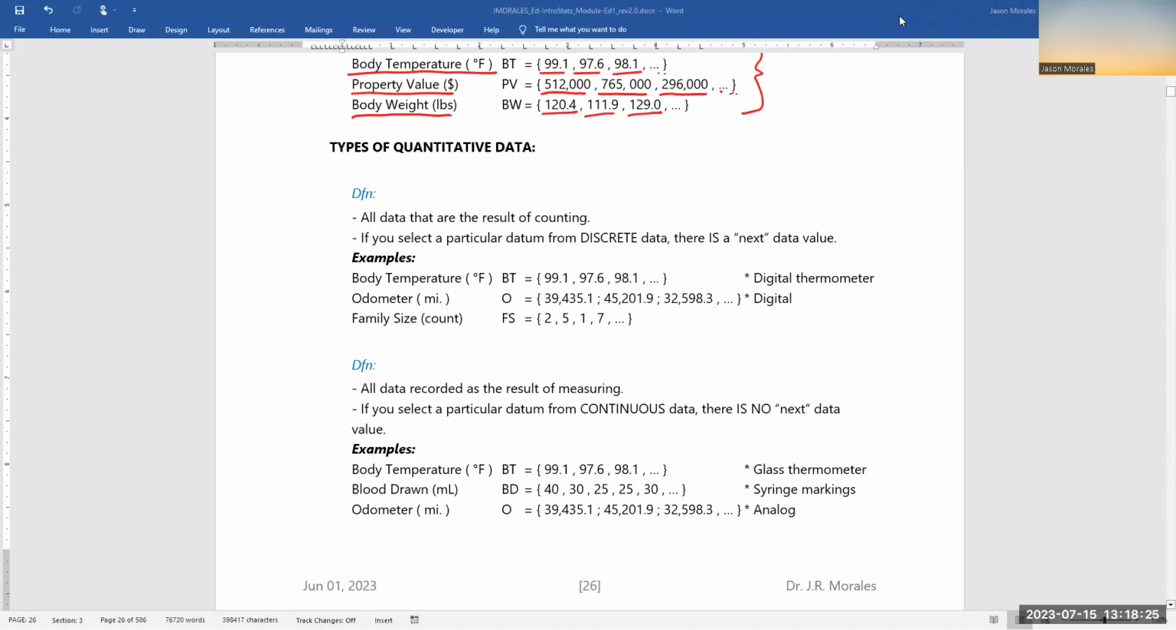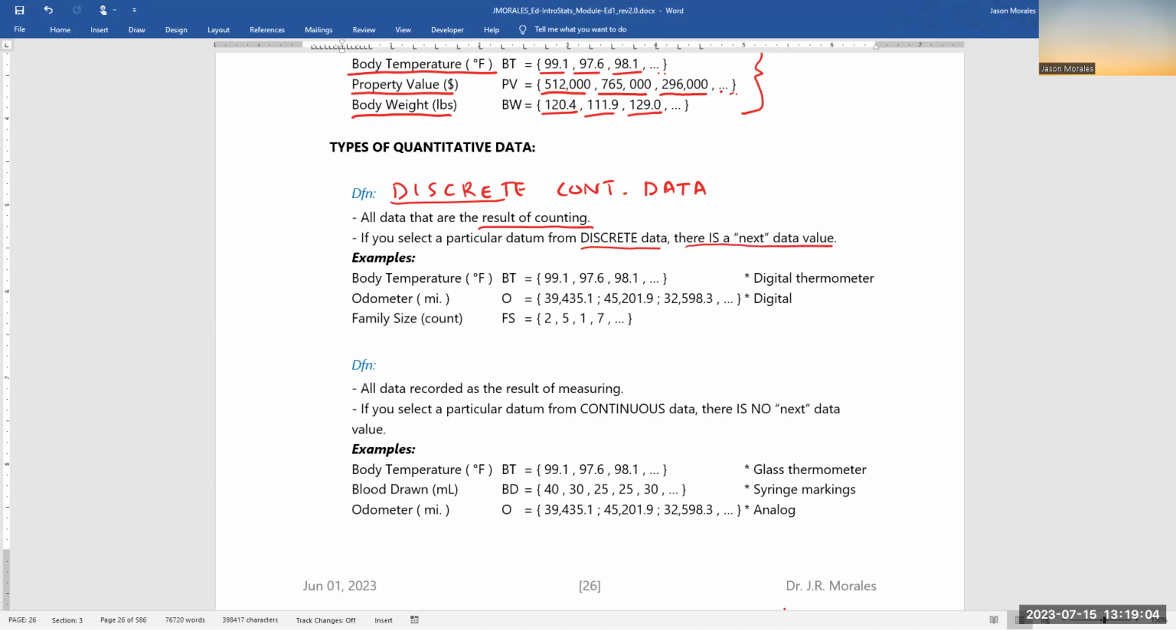Now, there are two types of quantitative data, discrete and continuous. The first we're going to look at is called discrete data. What makes discrete data discrete is that it's all data that is a result of counting. So if you select a particular datum from a discrete data set, there is a next data value.